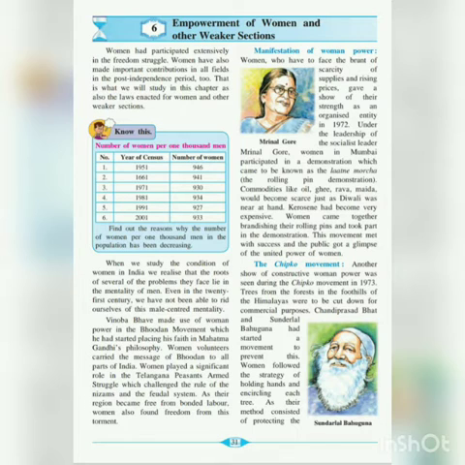Find out the reason why the number of women per 1000 men in the population has been decreasing. Why is it happening? In 1951 it was 946, and in 2001 it was 933. So what is the reason? I think the main reason is female infanticide.